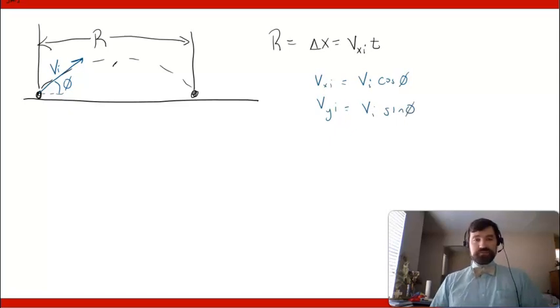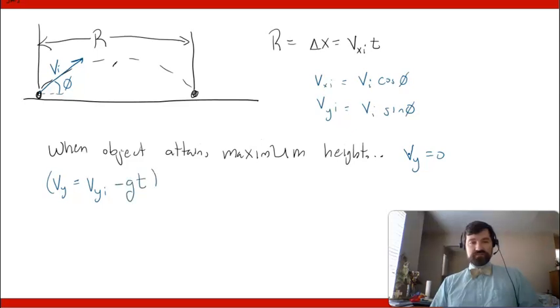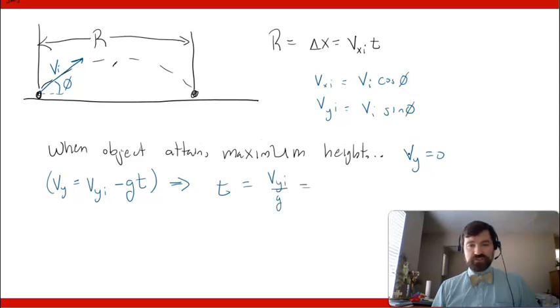Now, using what we know about kinematics, we know that when the object attains its maximum height, the y component of velocity will be 0. But we also know that vy is equal to vy initial minus g times time. Putting all these things together, we can get a value for the time. Time must be vy initial divided by g, which in turn is v initial times sine phi divided by g.